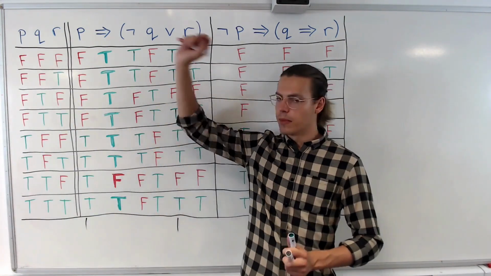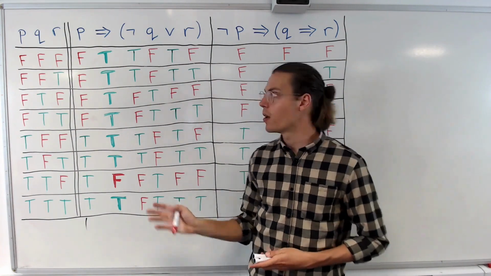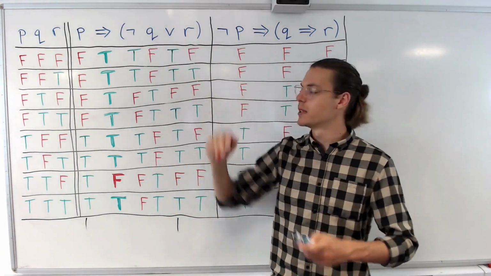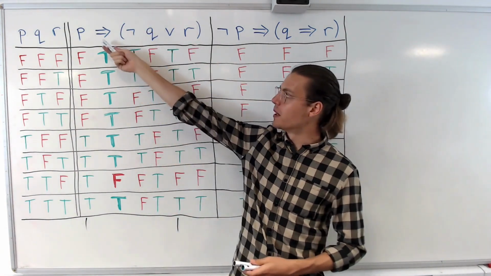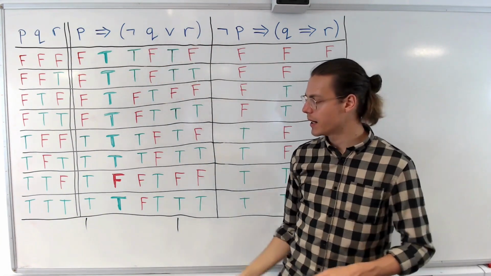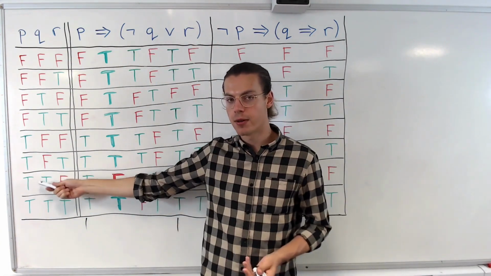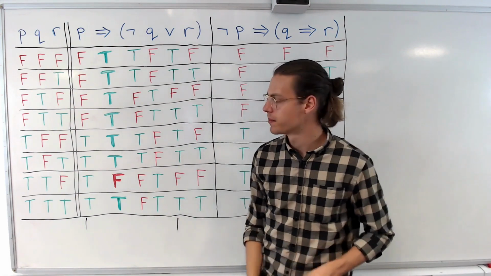And this column gives us the truth values of this formula. So the only time this formula is false is when P and Q are both true and R is false.